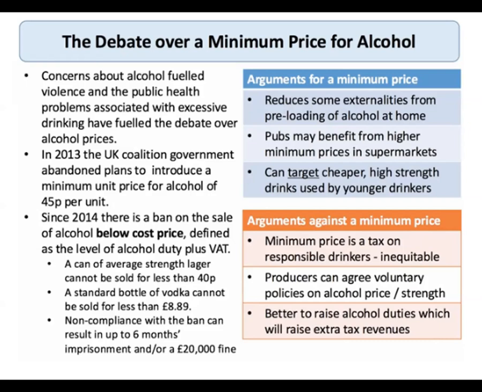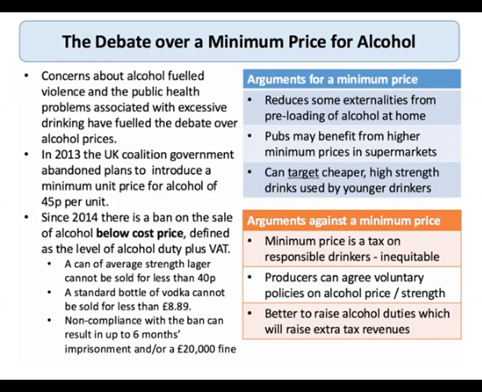Pubs may benefit from higher minimum prices in supermarkets. We can target cheaper, high-strength drinks used by younger drinkers. So it's not a minimum price on all alcohol. You can put a greater minimum price on certain types of alcohol, particularly those of a greater strength and those that will be more popular amongst young drinkers.